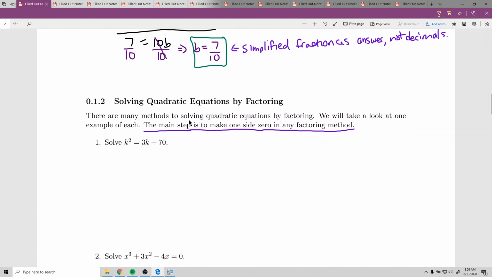Now, one thing I like to talk about before we actually do the problems is when do you want to think about factoring? Well, usually it's if you have different powers of your variable. So in this first one here, we have k to the second power and k to the first power. That indicates we want to factor.